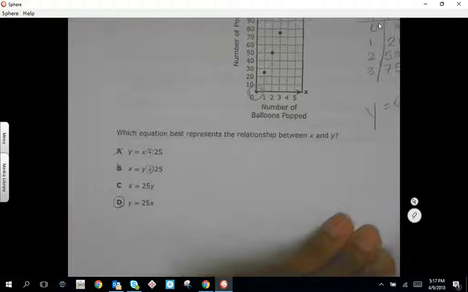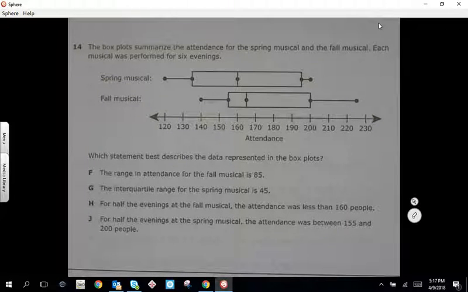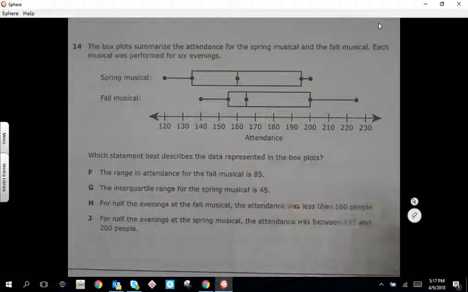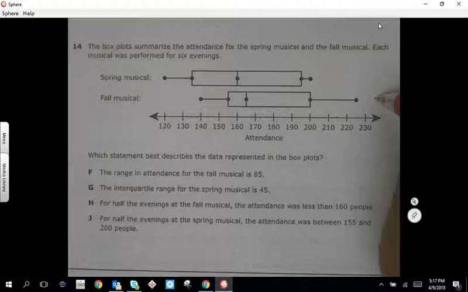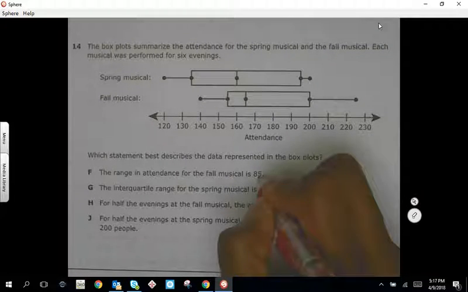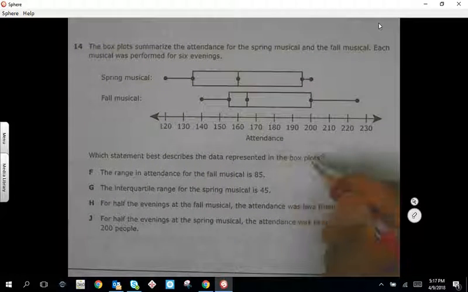All right. Oh, box plot. All right, so let's take a look. The box plot summarizes the attendance for the spring musical and fall musical. Each musical performance was performed for 6 evenings. Which statement best describes the data in the box plot? The range of attendance for the fall musical is 85. Now remember, regular range is my biggest number minus the smallest one.